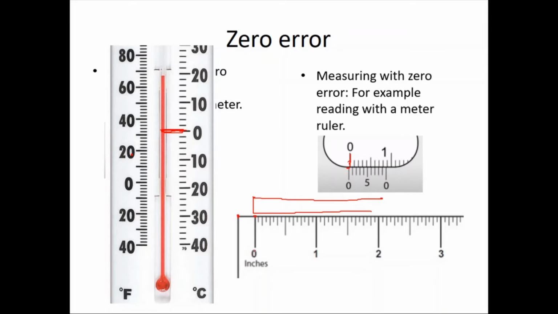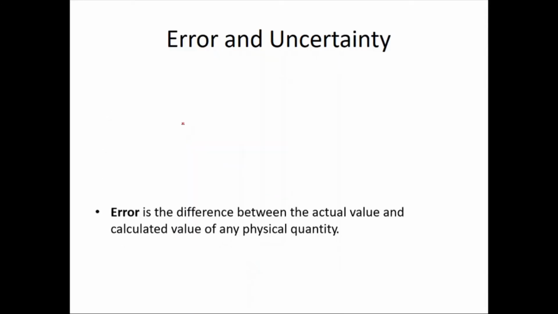First you need to align this 0 with the beginning of this length, and aligning them by hand is not exact. We are going to make some mistakes, we are going to do some error here. That's why in aligning our instrument with the object that we are going to measure, it is not always perfect. That's why in this case we have some measuring with zero error. But for example, measuring with the thermometer, we don't have a zero error because the 0 is already specified for us by the manufacturer.